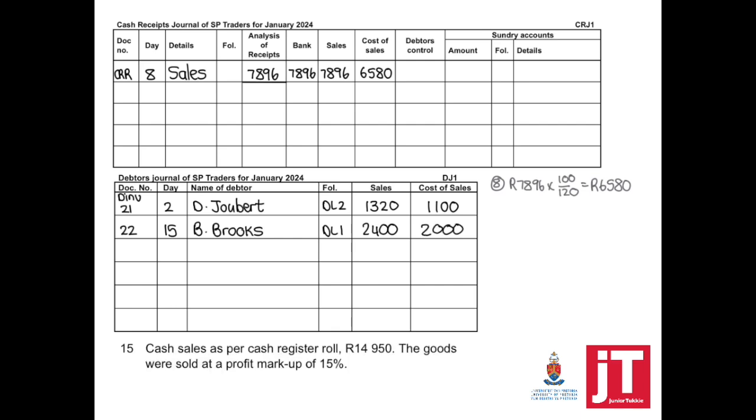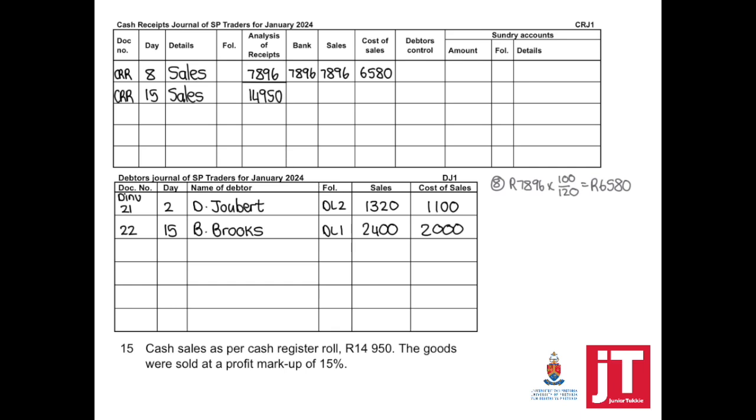Day 15, cash sales as per cash register roll, 14,950. The goods were sold at a profit markup of 15%. So here you can identify the source document. That's one keyword, cash register roll. The second one, cash sales. It means that it goes into the cash receipts journal.